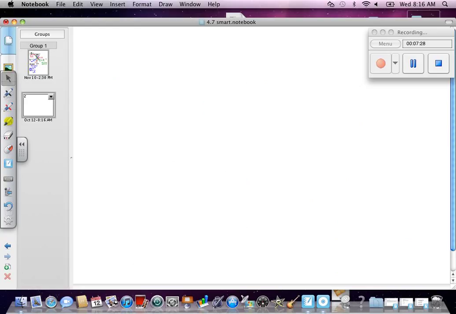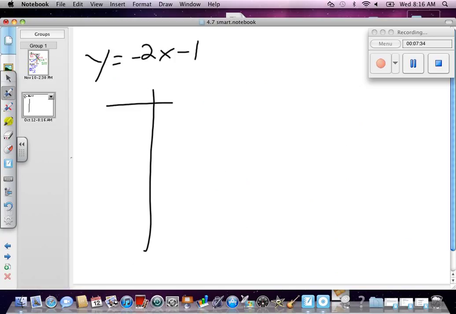All right, let's take y equals negative 2x minus 1, and we're going to make a table. The x's I'm going to put in are negative 2, negative 1, 0, 1, and 2. I want you guys to find the y. Please raise your hand if you think you can tell me how to do this. Yes, Travis. Negative 2 times negative 2 minus 1.